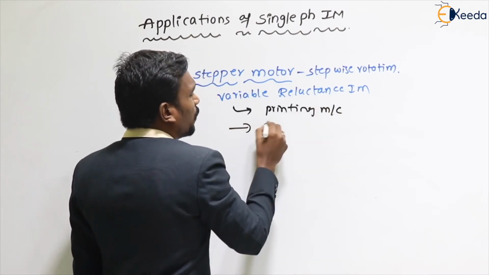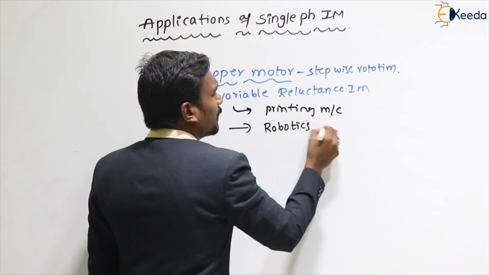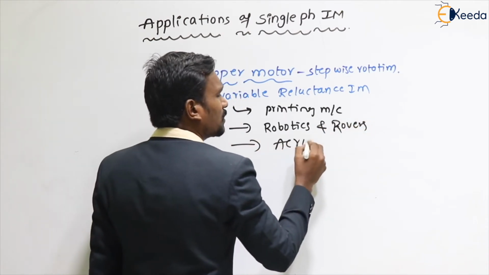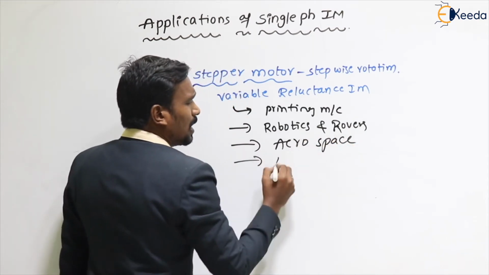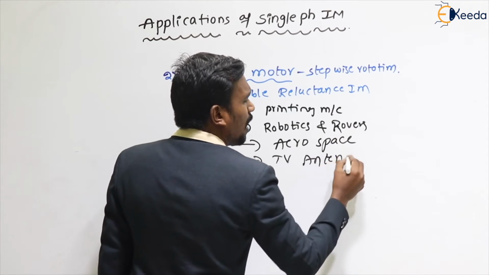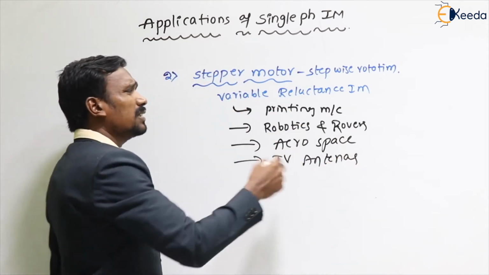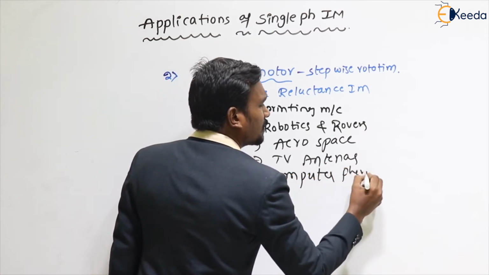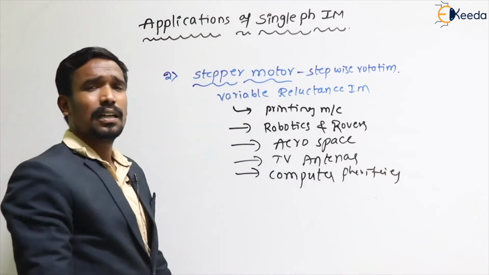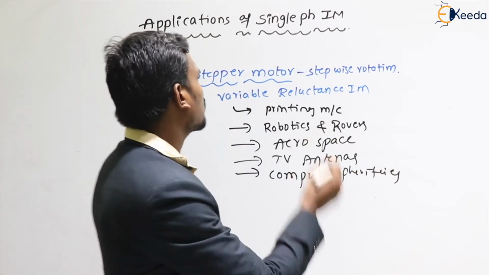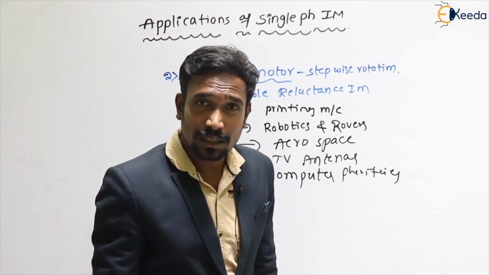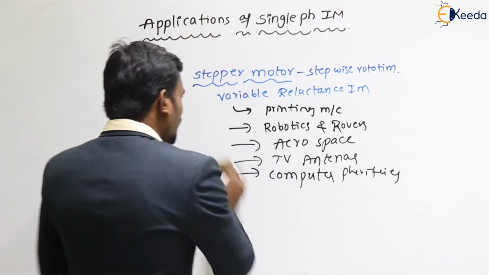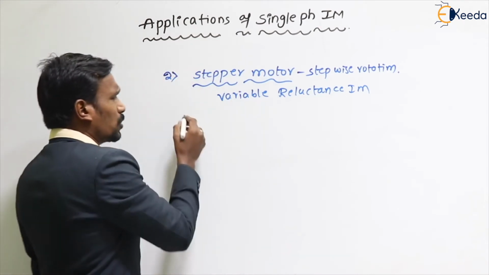and robotics, rovers, aerospace applications, TV antennas, and computer peripherals. These are the best applications of the stepper motor. Got it, guys, this is the completely different special machines part. All right, sir, next one, I will give you one question in this.